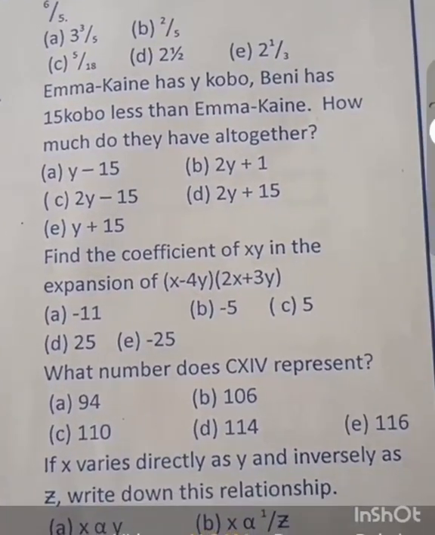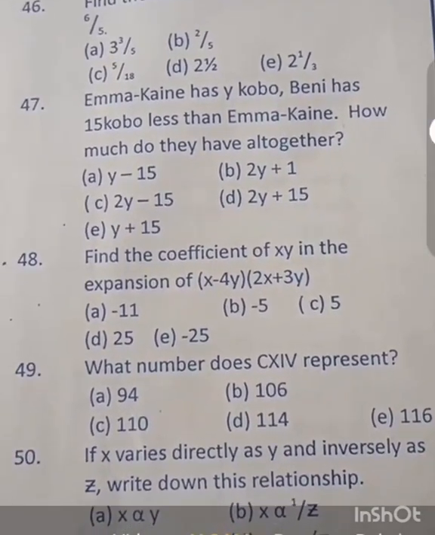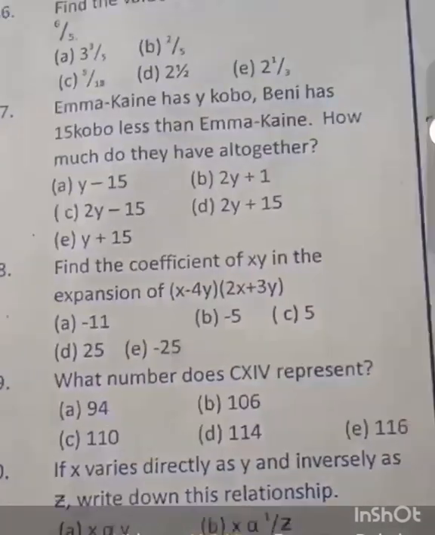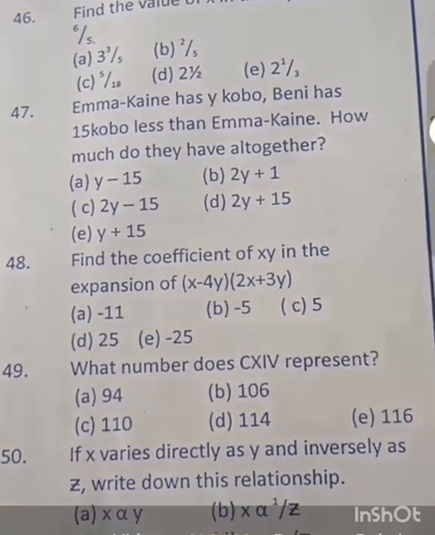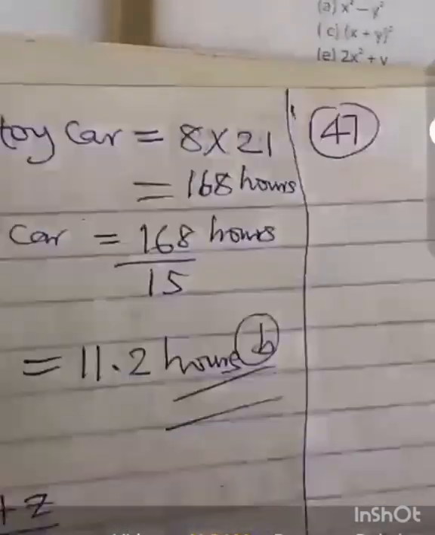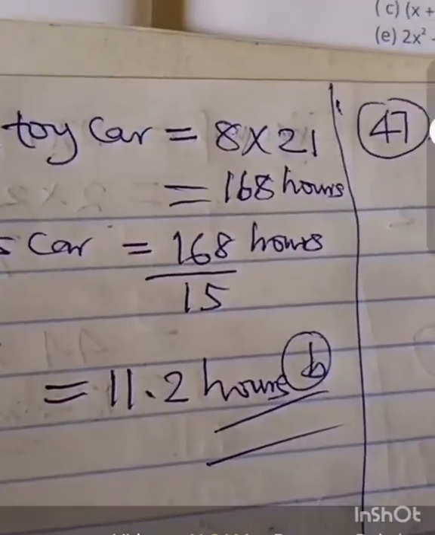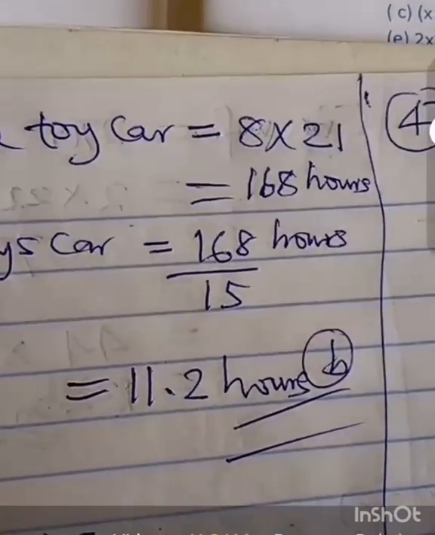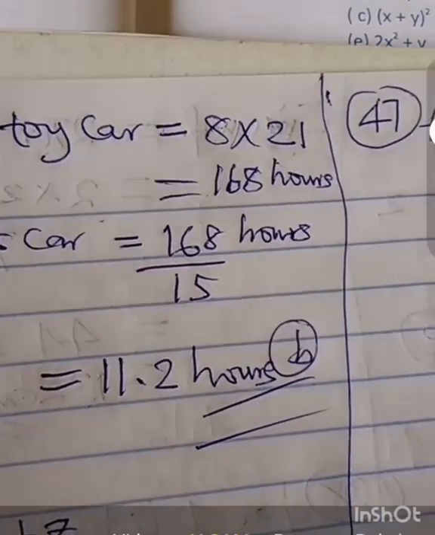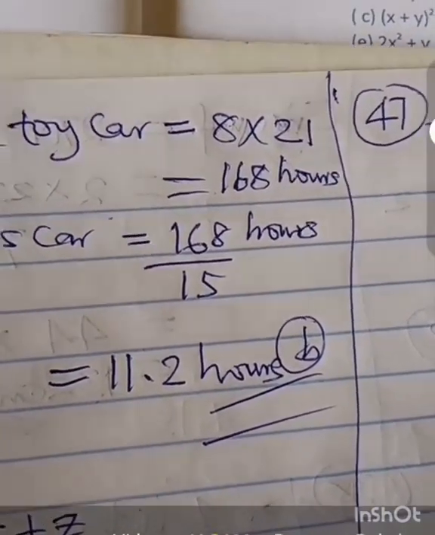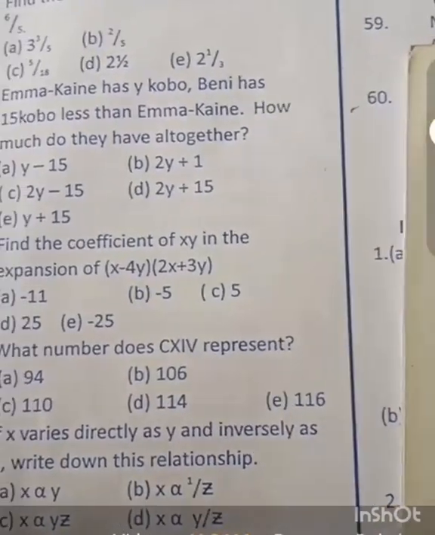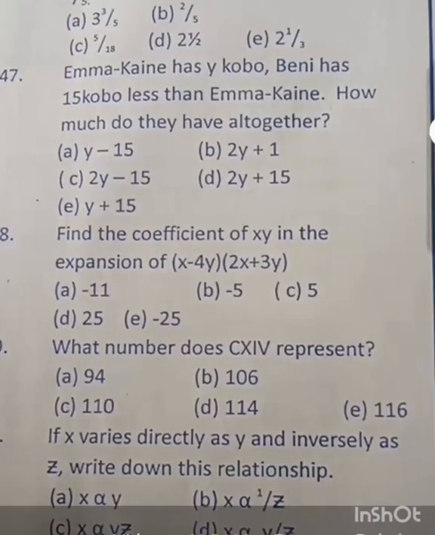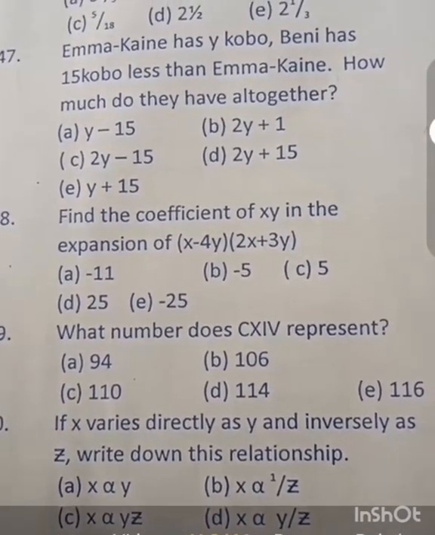Now all together means I'm going to get what Imakene has and what Benny has. Then if I get the two of them, I can join them together, then get my answer. It's as simple as that. Imakene has Y kobo. So the next part says Benny has 15 kobo less than Imakene.